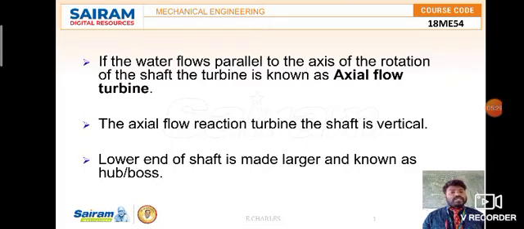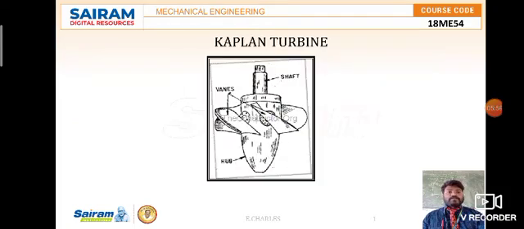Next, the lower end of the shaft is made larger and is known as the hub or boss. Normally there will be a shaft rotating in the axial direction, so water flows parallel to the axis of rotation, but the lower end will be different. The shaft is made bigger, larger, and it is known as a hub or boss. On that hub or boss there will be blades that will be rotating. That area is nothing but the hub or boss in this Kaplan turbine or propeller turbine.